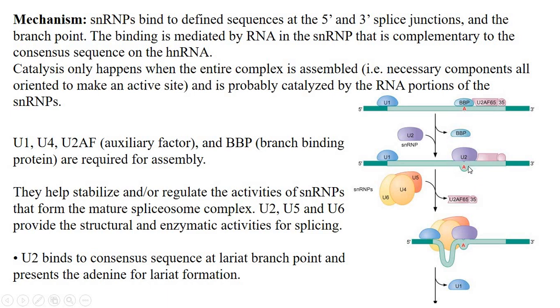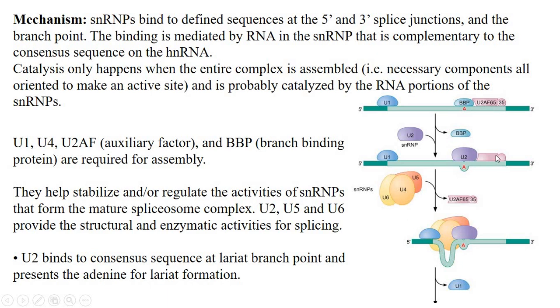Once U2 is bound, A is present for lariat formation. So this U2 presents this A for lariat formation here. Once U2 is bound, A is present for lariat formation, then this assembly of these other SNRPs, these U4, U5, and U6, will come and bind.